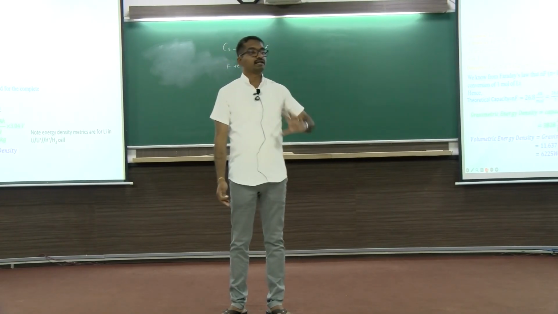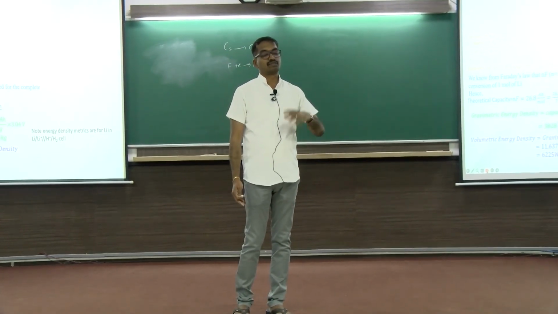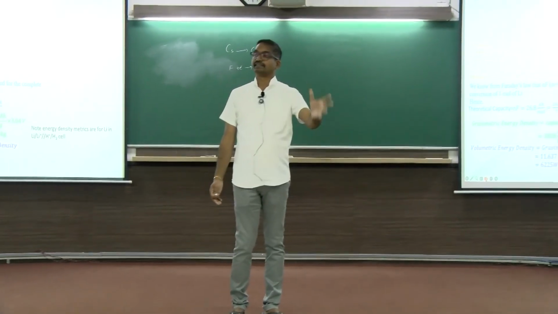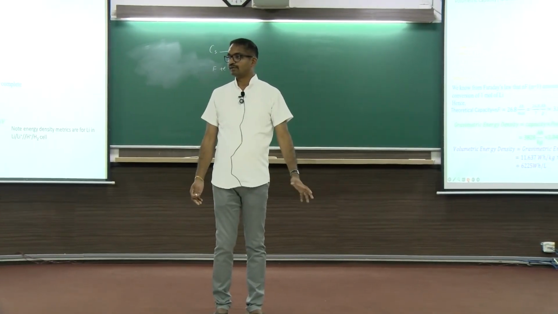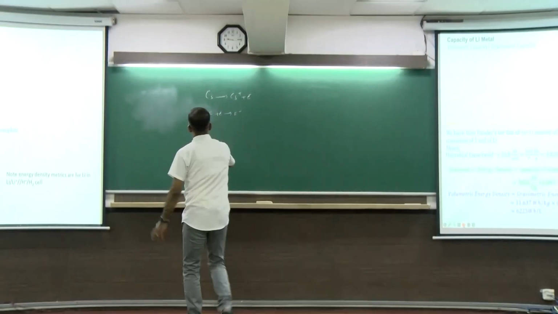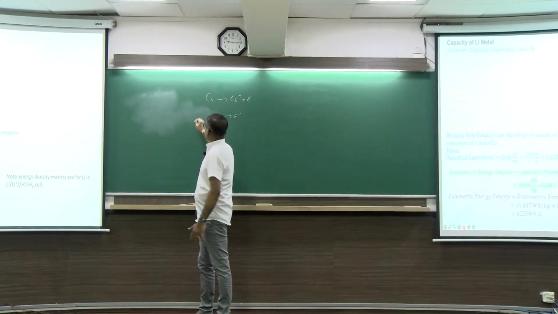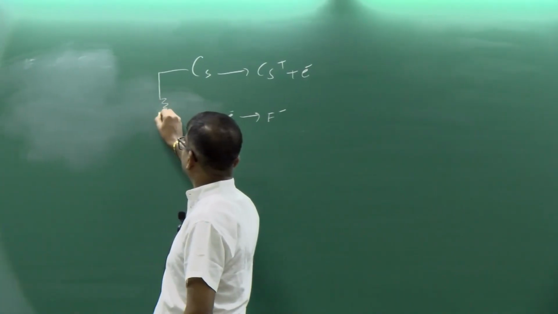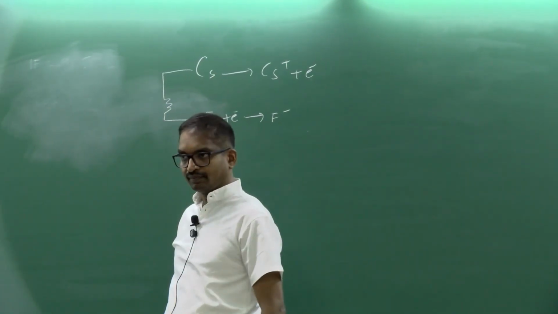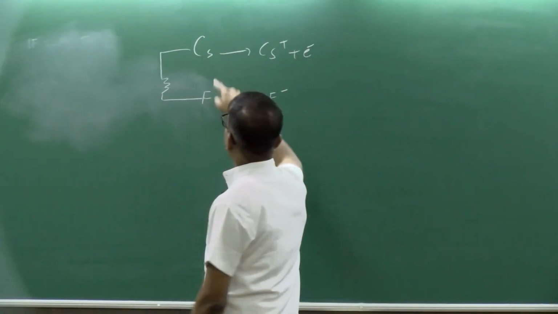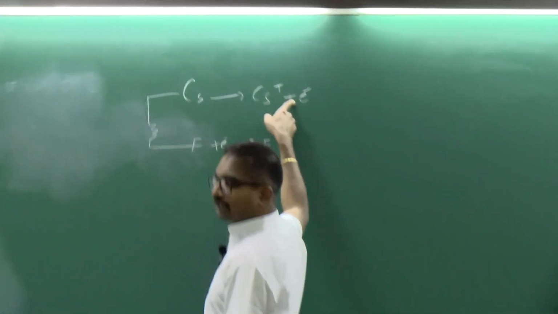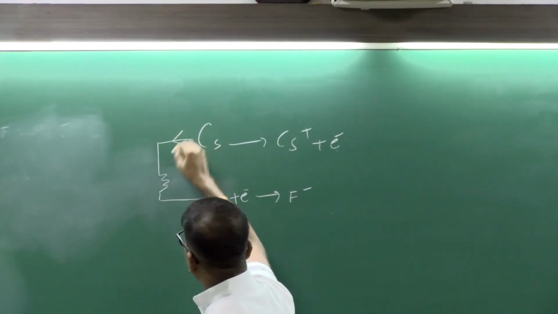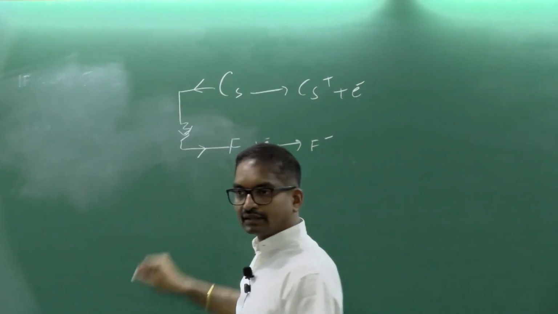Imagine if I have a means to convert that heat, instead of producing heat, to directly produce electricity. How will I do that? Very simple. I will not let these two mix directly. I will put a wire. That wire, through a resistor, I connect it to this. Now what will happen? Through this wire, the cesium will lose the electron. That electron will come through this, go through this, go through this.